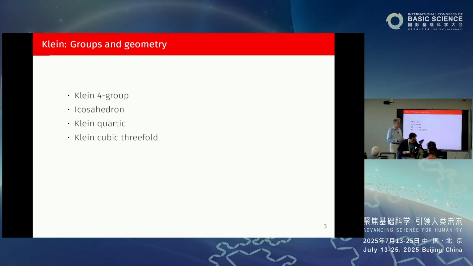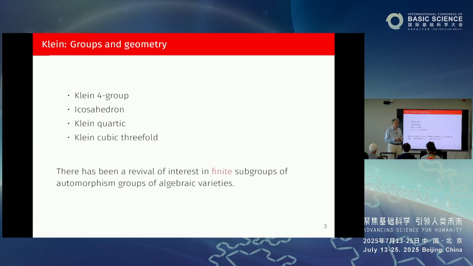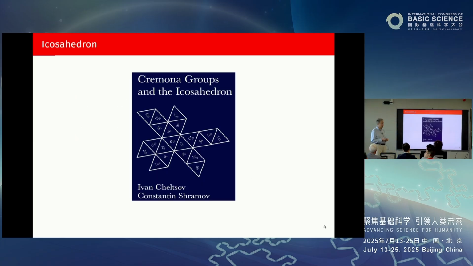Klein's approach to groups and geometry, of course, has general principles that drove the field forward, but then there are these amazing coincidences, like very special symmetries and groups that come up over and over. I think that's also part of the beauty of algebraic geometry in small dimensions, where you run into these things. So I'll talk about the Klein 4-group, icosahedron, of course, Klein quartic, Klein cubic threefold. And there's been a lot of recent activity. There is a revival of interest in studying algebraic varieties together with their automorphisms, in particular finite subgroups of automorphisms, in particular finite subgroups of birational automorphisms of projective space. So here is the recent book, Cremona groups and the icosahedron, 500 pages, by one of my co-authors.